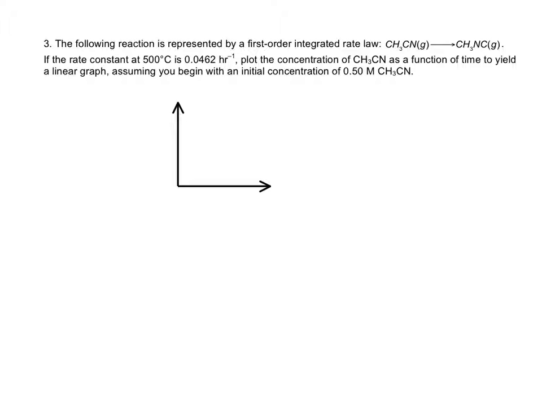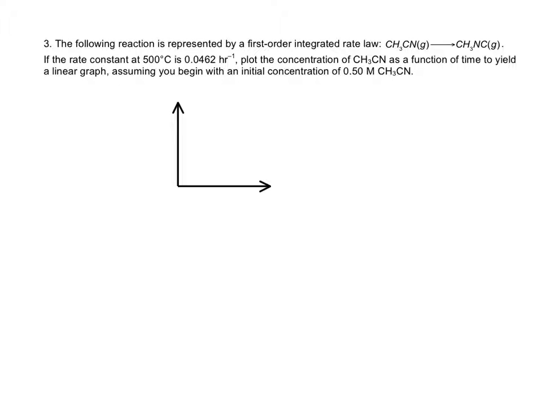The reaction is CH3CN goes to CH3NC. If the rate constant at 500 degrees Celsius is 0.0462, and our units here are hour to the minus 1, plot the concentration of CH3CN as a function of time to yield a linear graph, assuming you begin with an initial concentration of 0.50 molar CH3CN.